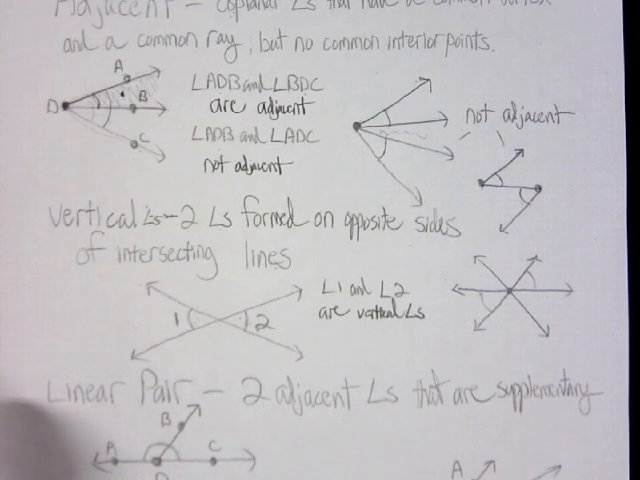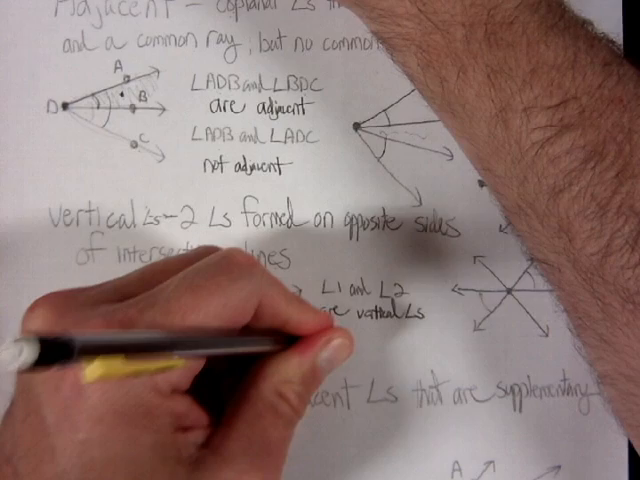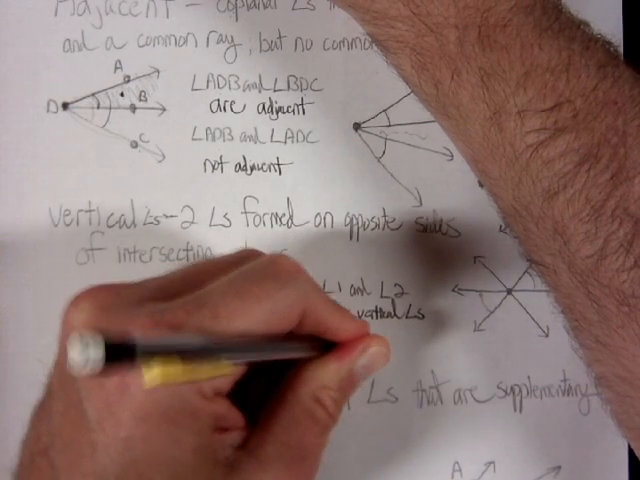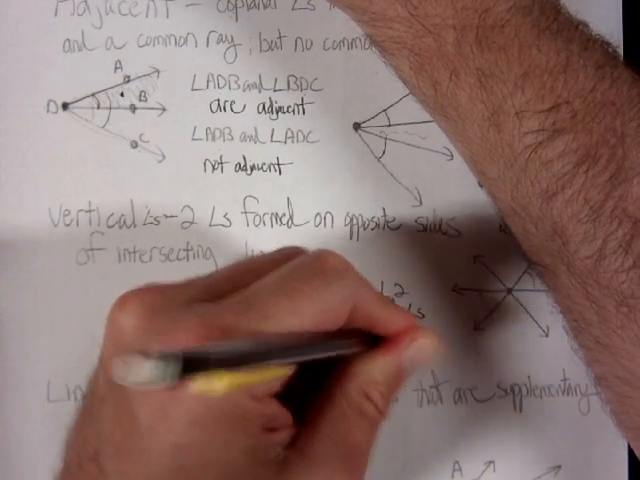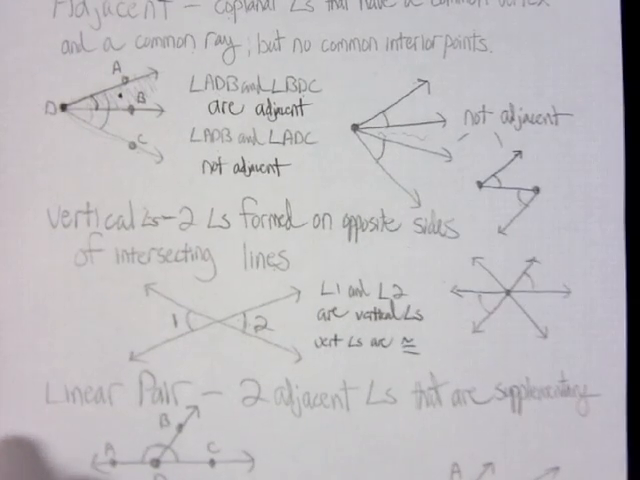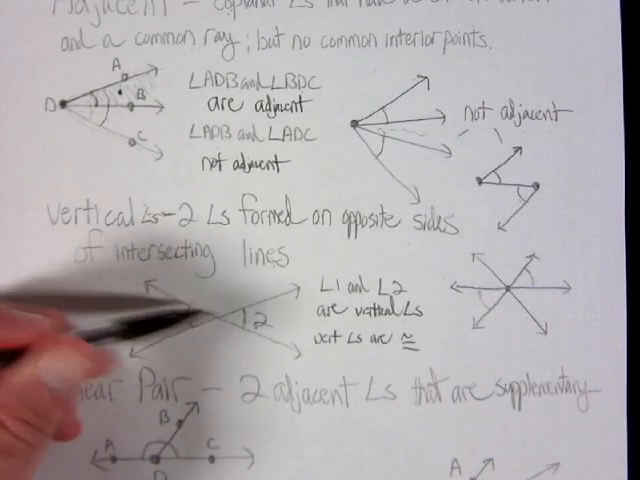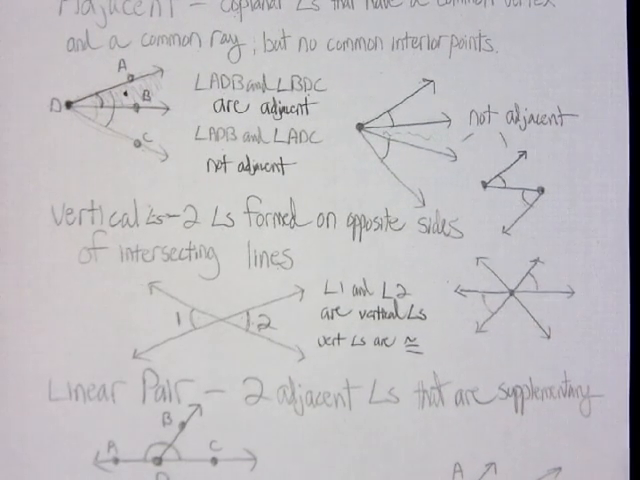Now, here's something else that we need to make a note of. Write this statement down: vertical angles are congruent. That means they have the same angle measure. So if angle 1 is 50 degrees, angle 2 also has to be 50 degrees. They are the same measure.